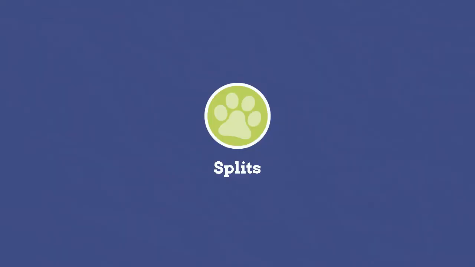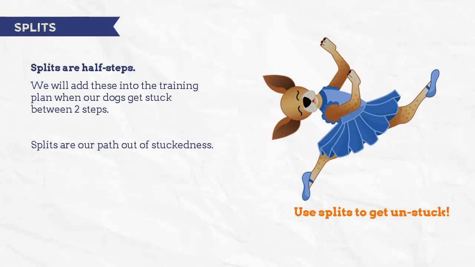Last, we need to talk about splits. Every now and again, a dog will get stuck between 2 steps. As an example, if I was doing the leave it plan, it might be 1 second in an open hand and 3 seconds in an open hand where the dog gets stuck. So they're doing great on 1 second, but they're failing every time on 3 seconds. We would add a split step in to get the dog over the hump, and they're basically half steps that we insert into our standard training plan to get out of that stuckedness.